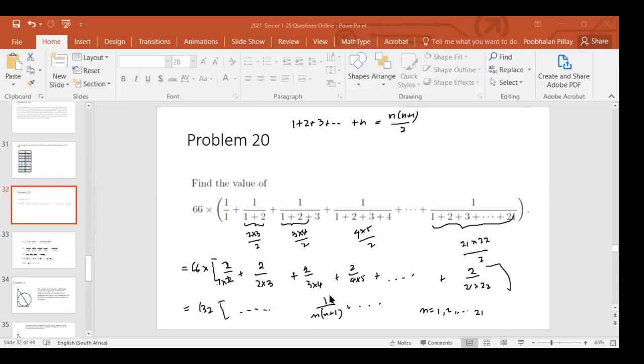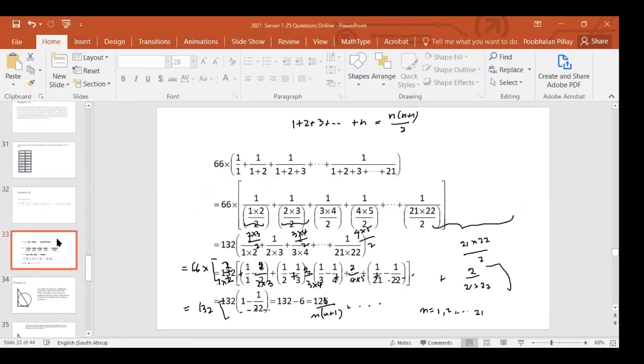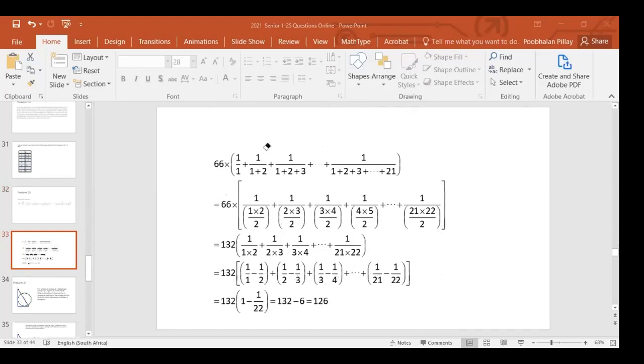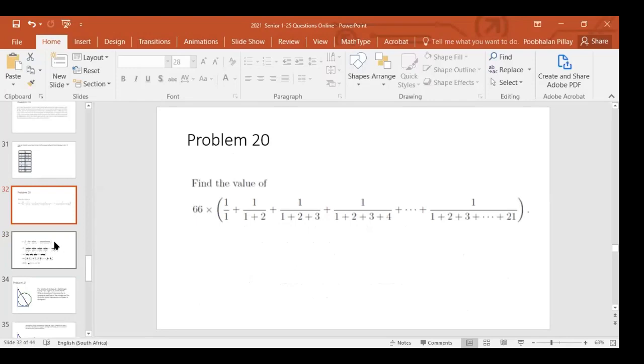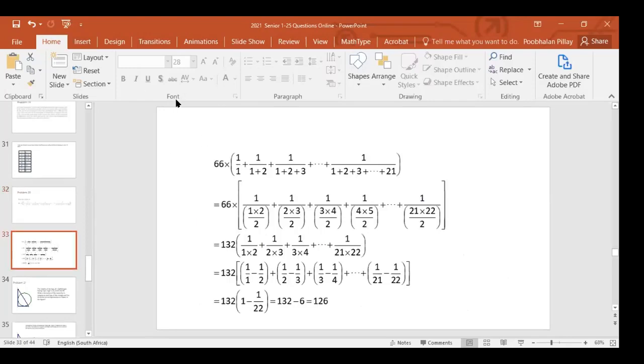I'm going to analyze this object here. Each term which has 1 over n times n plus 1, I'm going to write a little formula here, which is not very difficult to see. Okay, I didn't write the formula down.